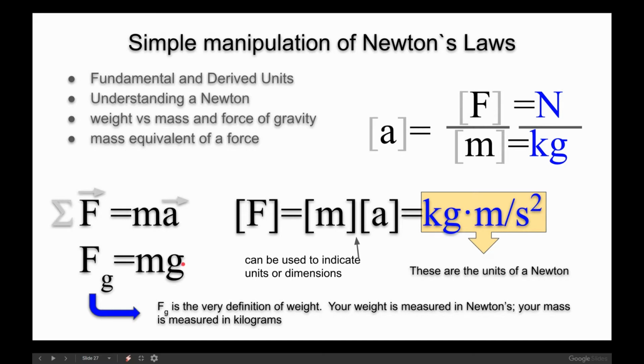It isn't. If we write out the units of force, putting square brackets around all the items in an equation means I want you to tell me the units. We get kilograms times meters per second squared. We just say this kilogram meter per second squared. This is what a Newton is.